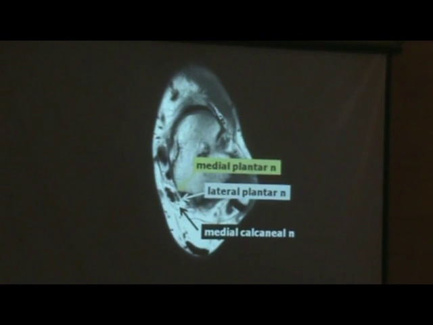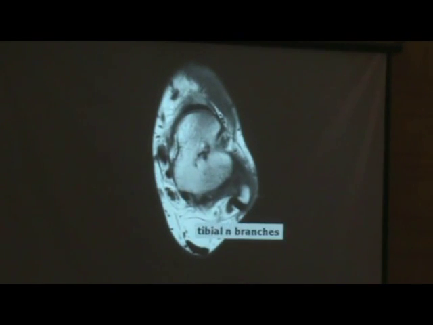And at this stage, we still see the relationship with the posterior tibial vessels, artery and veins. So we have the tibial nerve branches here in blue, as you can see, in relationship with the tibial vessels, artery and vein. We still have medially the flexor hallucis longus tendon, and laterally the flexor digitorum longus tendon and the posterior tibialis tendon.